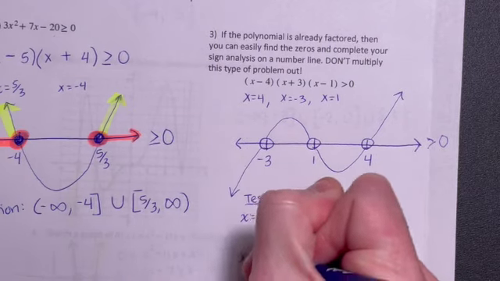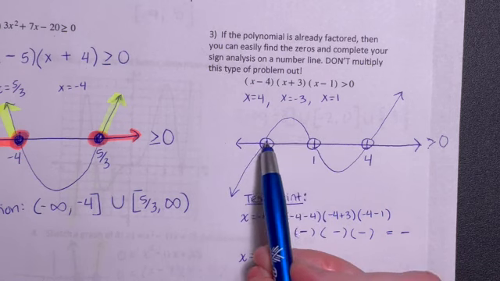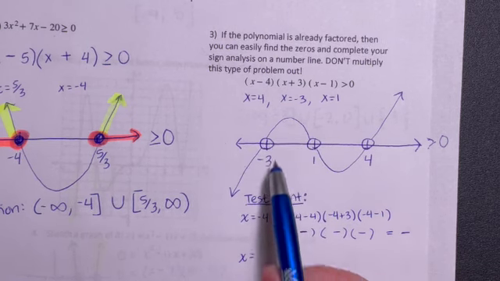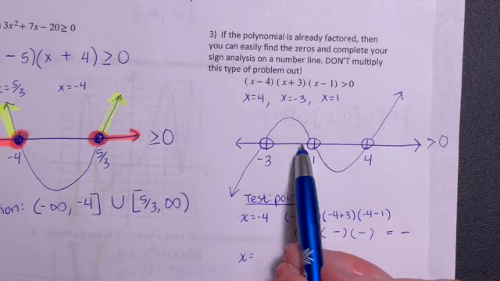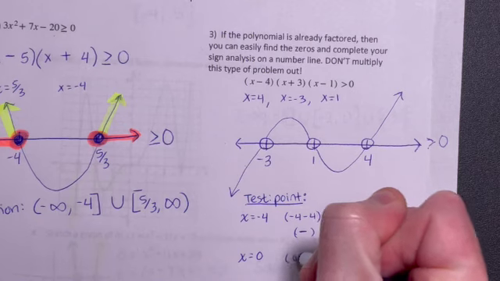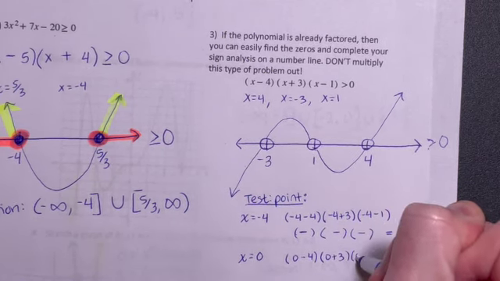Then we're going to look at a value between -3 and 1. That could be anything between -3 and 1, so maybe -1, maybe -2, or even 0. X equals 0 is usually an easy one to plug in. So I have 0 minus 4 times 0 plus 3 times 0 minus 1.